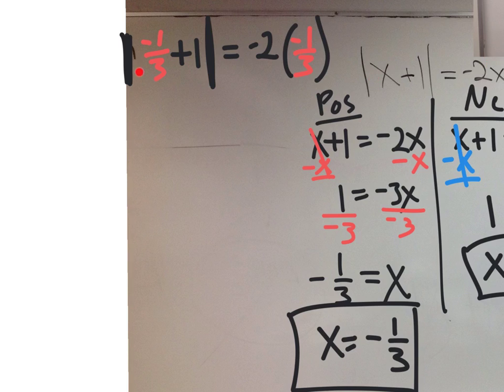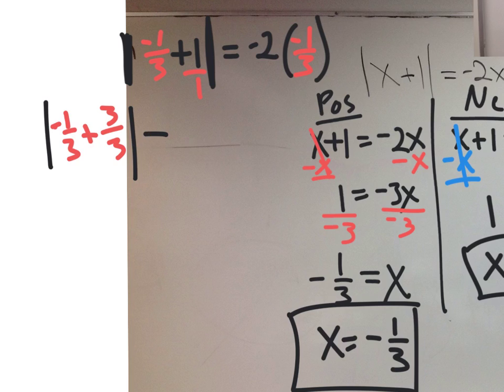In order to do the inside of the absolute value, I need to add those fractions, and I'm going to put the 1 over 1 so I could see the denominators 3 and 1, and get a common denominator of 3. So the 1/3 is going to stay the same, negative 1/3. And the other one, the plus 1, I'm actually going to change it to 3/3, which is the same thing as plus 1. And on the right side, we have equals.